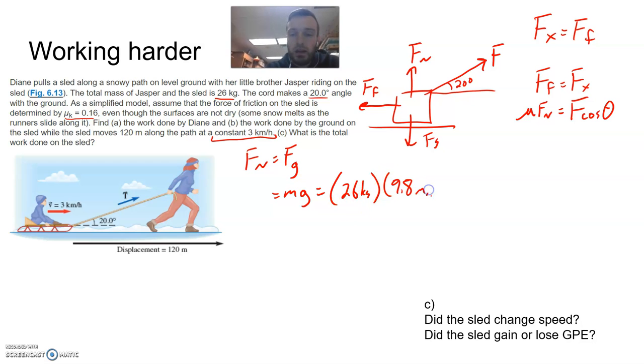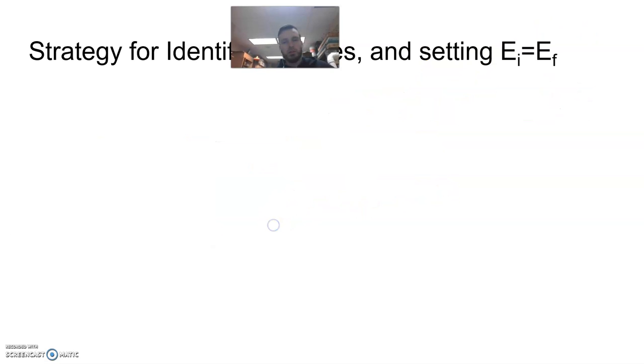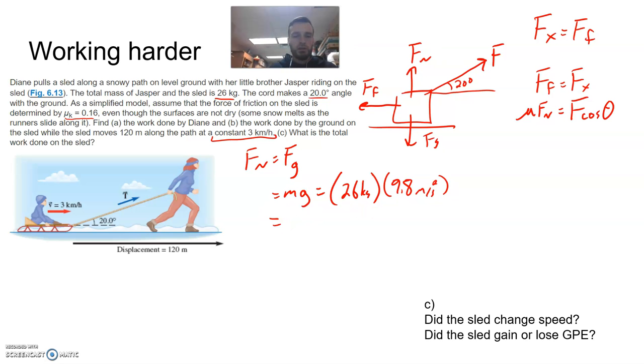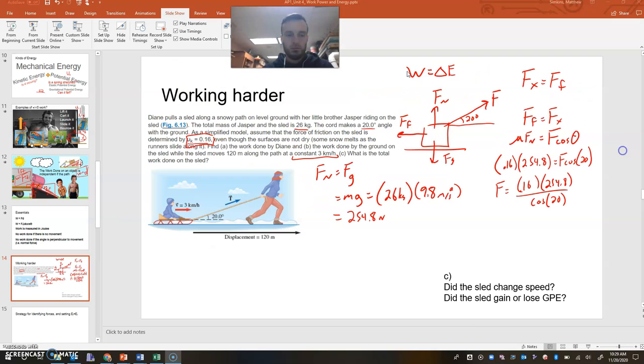So let's go ahead and do that quickly here. The normal force N would be 26 times 9.8, 254.8 newtons. All right, so I'm going to take that, and oh my goodness, we also know the mu, don't we? We know the mu is 0.16. So let's go ahead and plug everything into our expression over here. 0.16 times the normal force, which happens to be 254.8, equals F times cosine of 20 degrees.